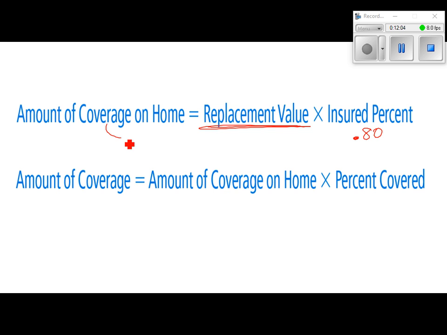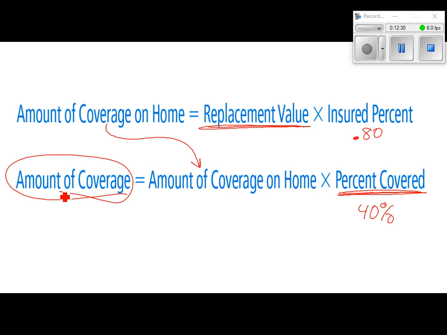You take that answer, put it in here, and you times it by the percent covered. There's only going to be a certain percentage covered, like on your personal belongings, maybe on the garage or whatever. So you multiply it, you'll have some other percent here, and it might be like 40% or something. And you multiply that times that, and that'll give you the amount of coverage on those certain items, whether it's personal belongings, garage, cars, whatever else you might have covered.